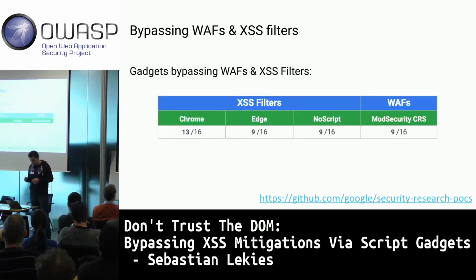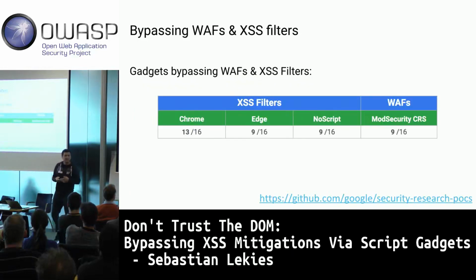It's very simple. And here's a summary of the findings for XSS filters and web application firewalls that we had. So we looked at 3 filters: Chrome, Edge, and NoScript. And for web application firewalls, we looked at ModSecurity. And we found that in most cases, we were able to bypass 9 out of 16 cases. For Chrome, it was a bit higher because Chrome tries to prevent false positives. So all the other filters are trying to overcatch and catch as much as possible, so they catch more than what could actually be an attack.